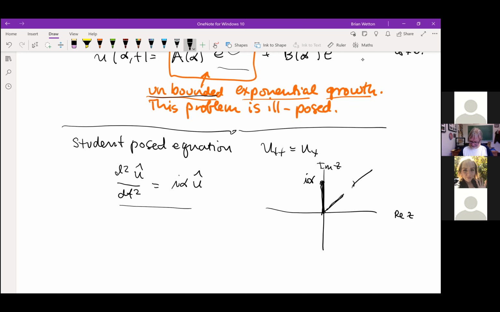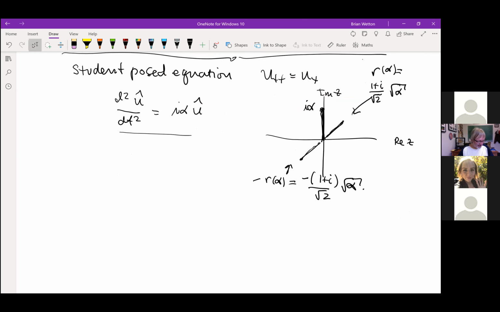So here's one of the roots. This is (1 plus i) over the square root of 2 times the square root of alpha. And then of course you've got the negative one. This one is minus root alpha: minus (1 plus i) over root 2 times root alpha. Okay, I have no idea where this kind of equation could come from, but it's ill-posed. We'll see that in a second, because now I've got my two roots of the characteristic equation.